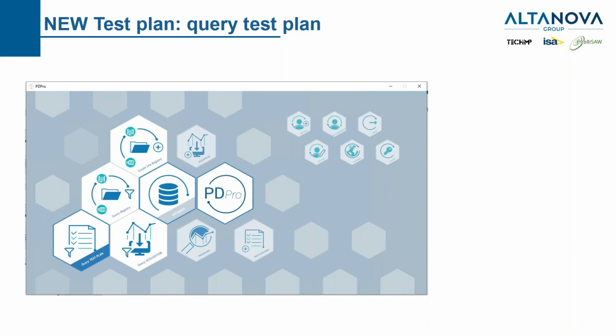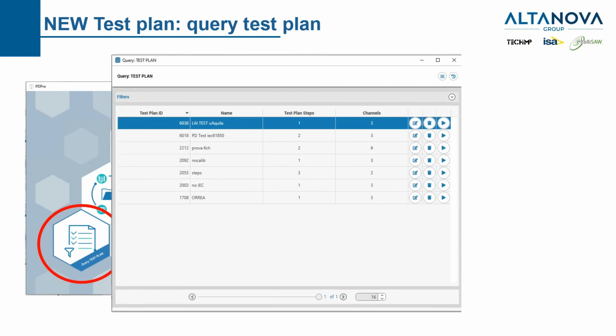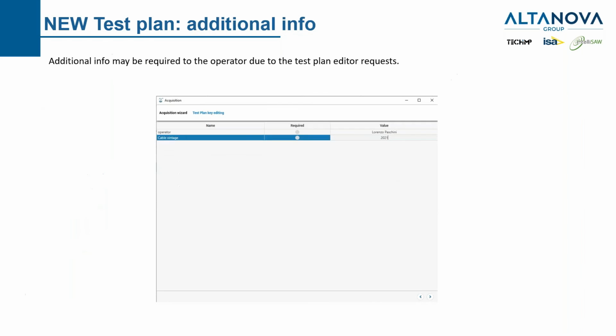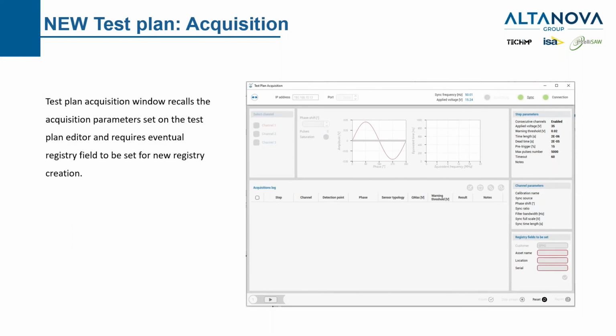Let's go for the real acquisition then. From the home page of the PDPro, I can query the test plan. I can have the test plan list, and I can decide which one to use. The first window when I start will be the additional key that I put on the test plan to be saved. And then I will have already my window of the test plan acquisition, where I have all the step parameters selected during the test plan editor stage.